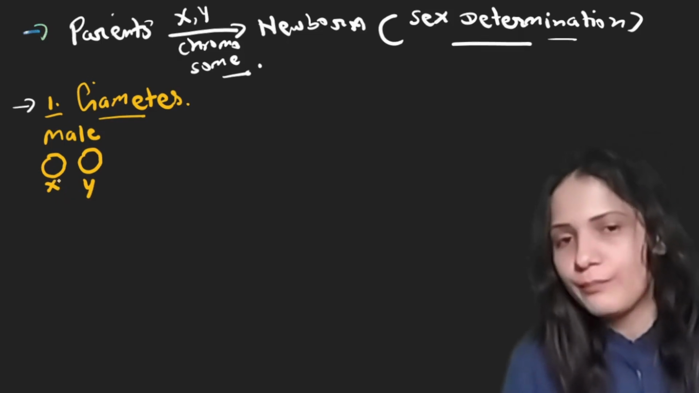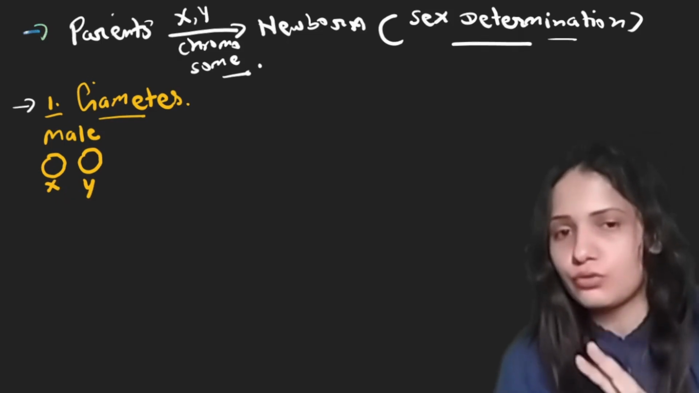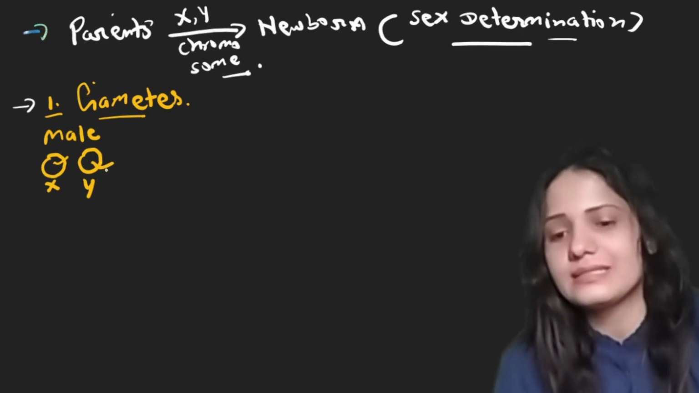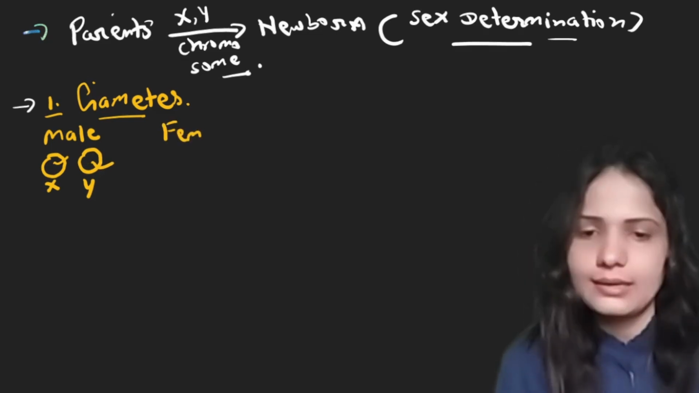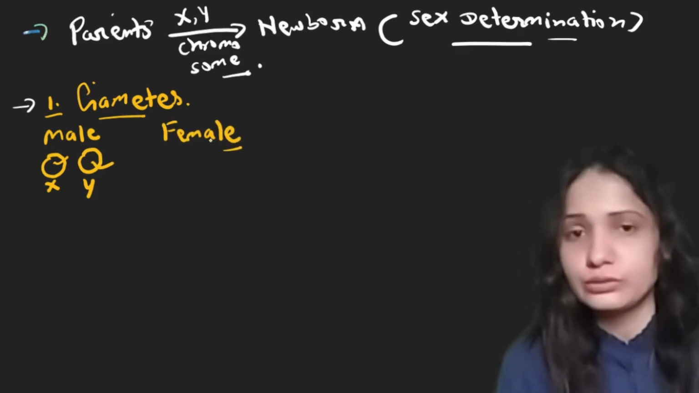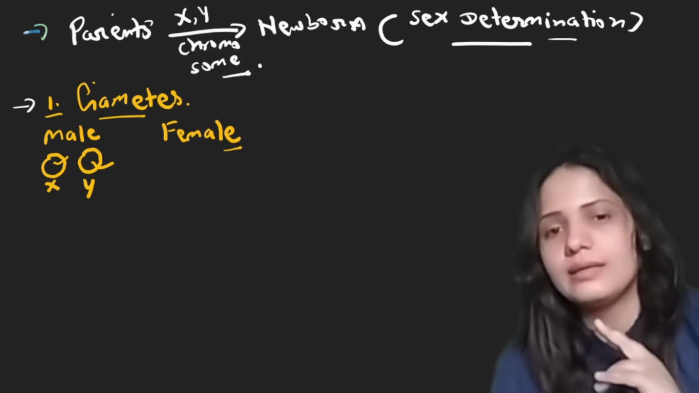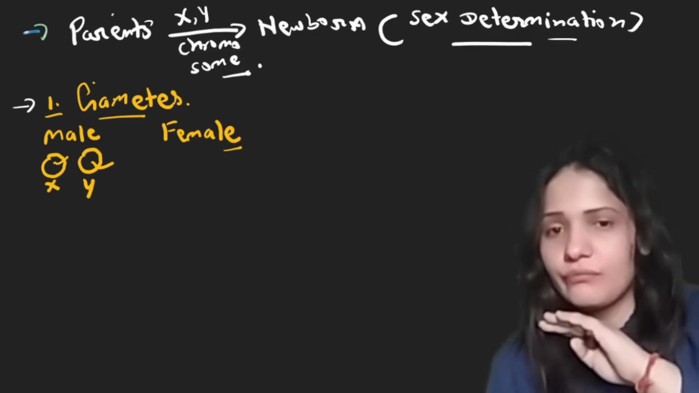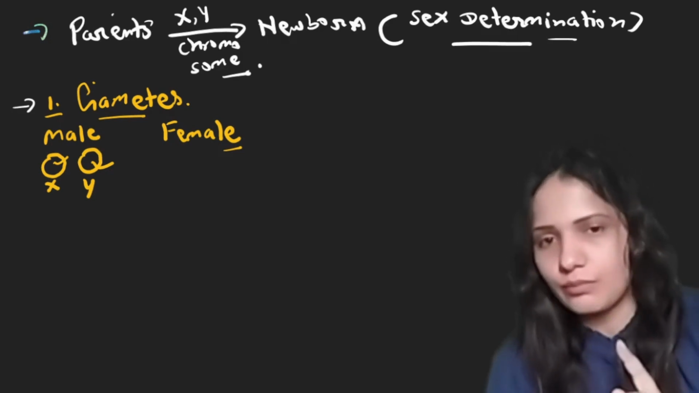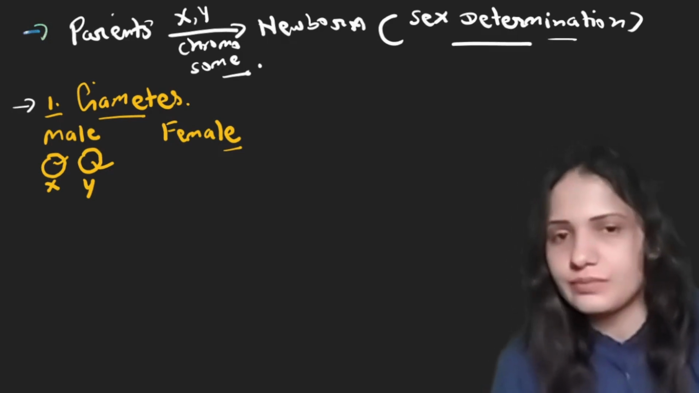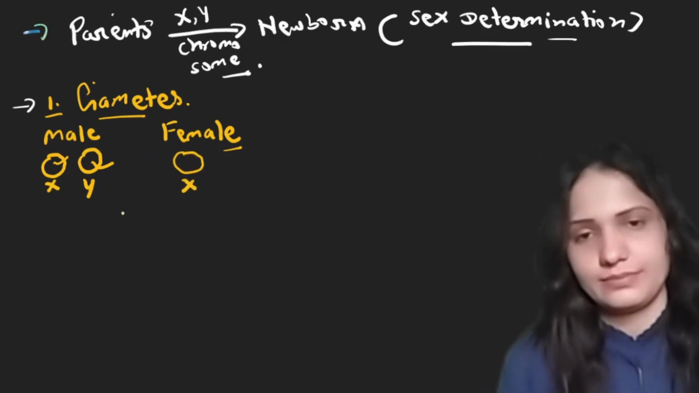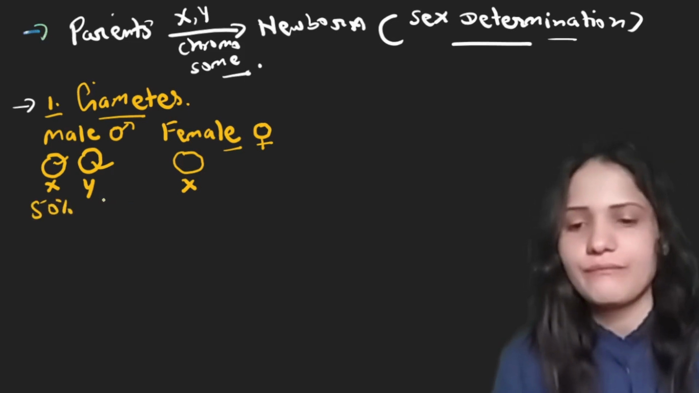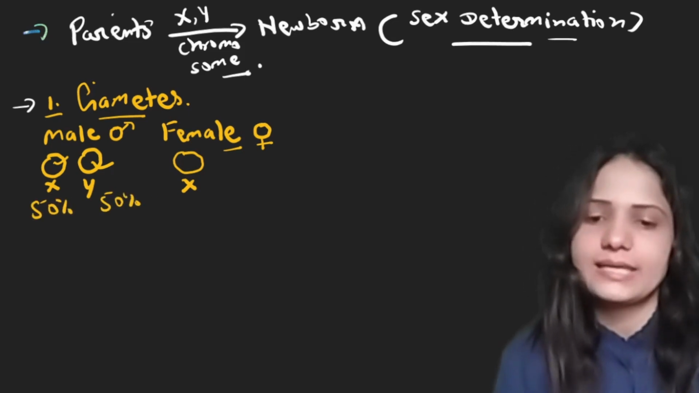So in case of male, we have two types of chromosomes. In this gamete, we have X chromosome, and in this case, we have Y chromosome. In case of female, as I have told you, we have only one type of sex chromosome, that is X. So in case of female, we have only one type of gamete, and that one type of gamete is X type. 50% are X type gametes and 50% are Y type gametes.